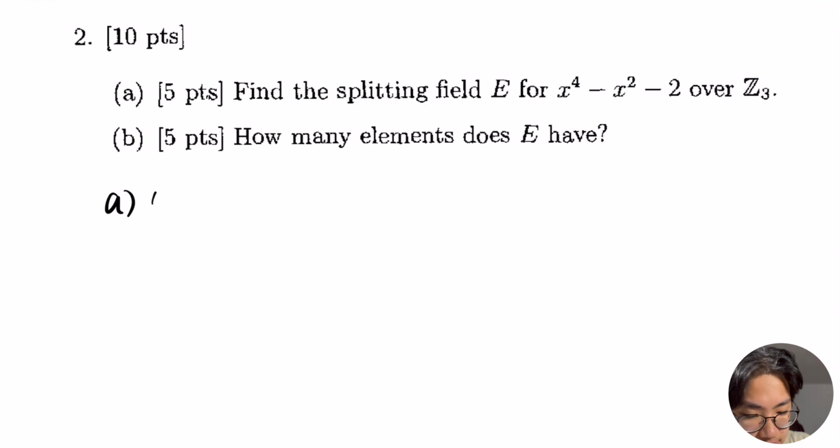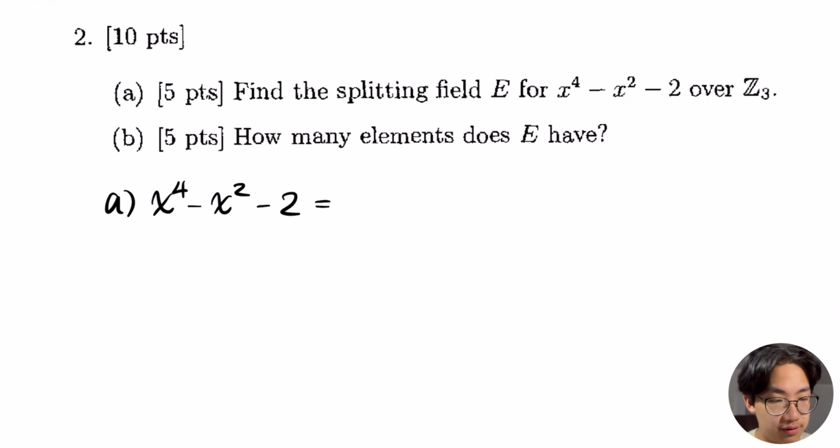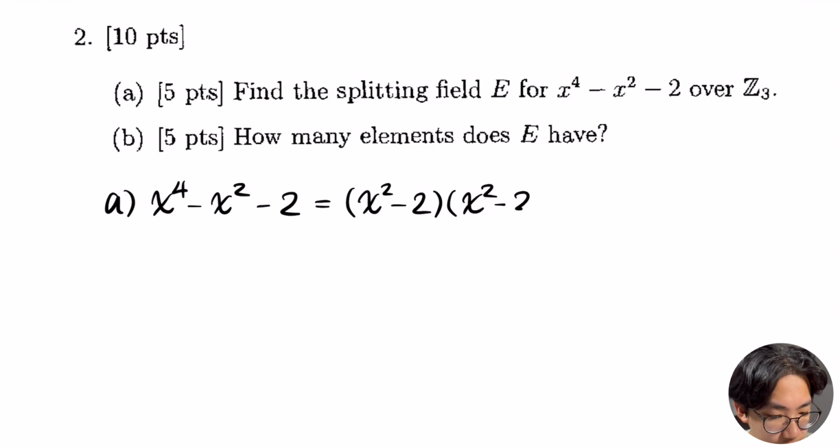So for A, we have x to the 4 minus x squared minus 2. Of course, you can also rewrite the coefficients in terms of elements of Z3, which is again just 0, 1, and 2. But for now, we can leave it like this so we can express it a little differently. So notice that we can actually factor this as follows. So we get x squared minus 2 times x squared minus 2, which of course we can just rewrite this as x squared minus 2 squared.